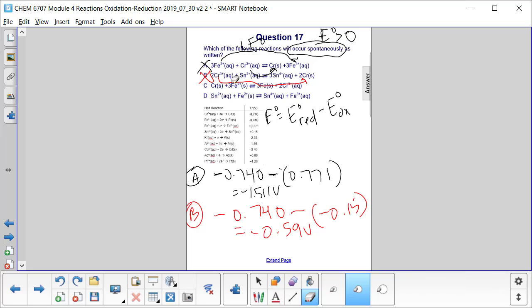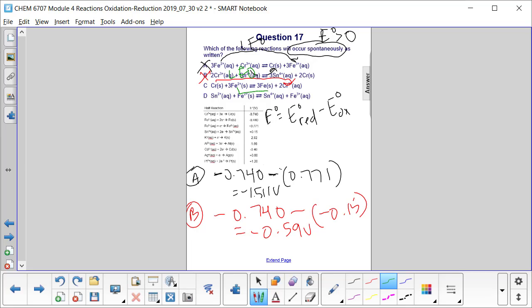Okay, I'm going to do some erasing up here so I have some room on C. Okay, so here we have chromium solid going to chromium 3 plus. And in fact, just take a look at this for a second. Do you see how answer choice C is the reverse reaction of answer choice A? You see that? So the reduction potential is actually just going to be the opposite of it. Okay, but let's go through it. So chromium goes from 0 to plus 3. So that's a loss of 3 electrons, which is oxidation.